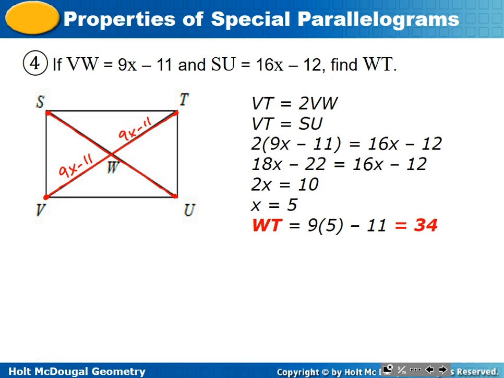Then we're going to subtract 16x from 18x. That gives us 2x. We're going to add 22 to negative 12. That gives us 10. And then when we divide 2 into 10, that gives us x equals 5.